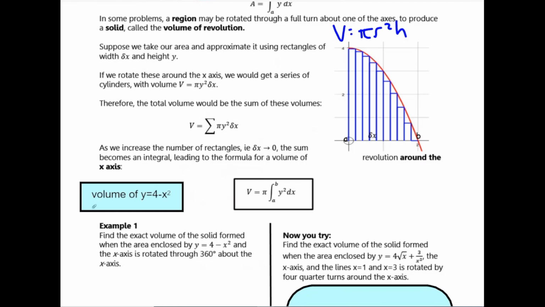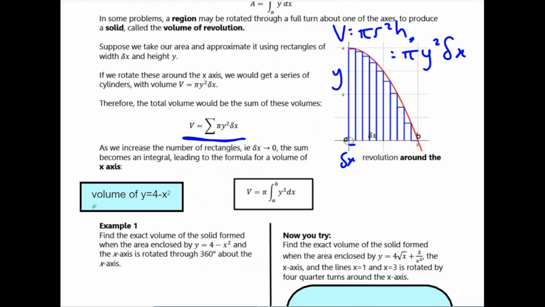In this case, taking this rectangle and rotating it around, it's got a width delta x. That corresponds to the height of your cylinder. If you imagine rotating around, that's the height of the cylinder, the thickness of the cylinder. The radius is this length here, the height of this rectangle, which is y. So the volume of this cylinder is pi y squared delta x. If I do that for each of the rectangles and add it up, it turns into this sum here. So the approximation for that volume is the sum of pi y squared delta x.